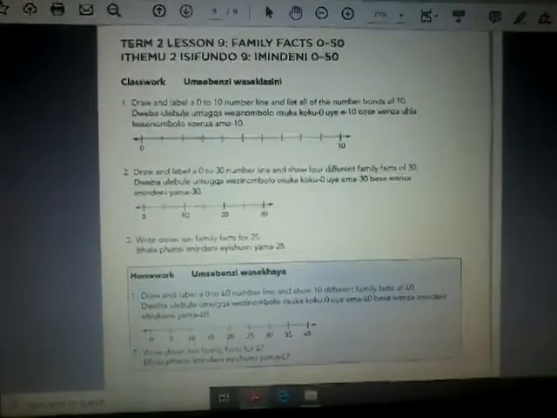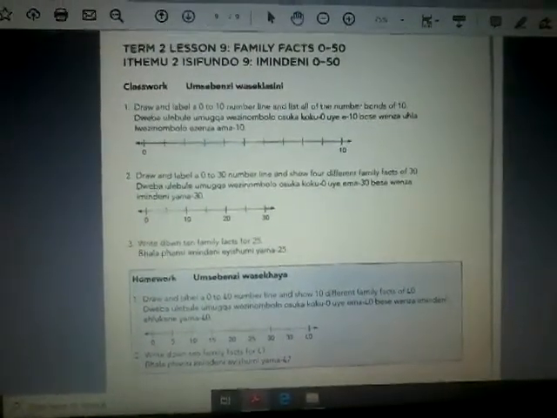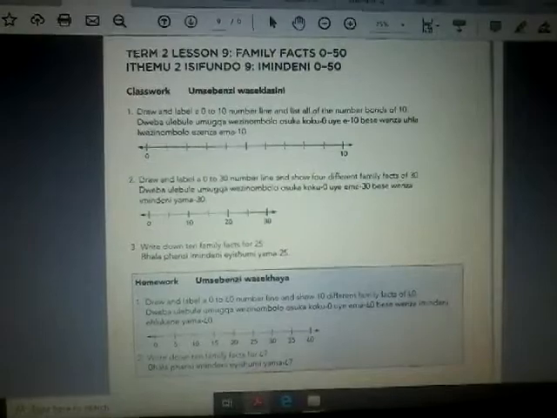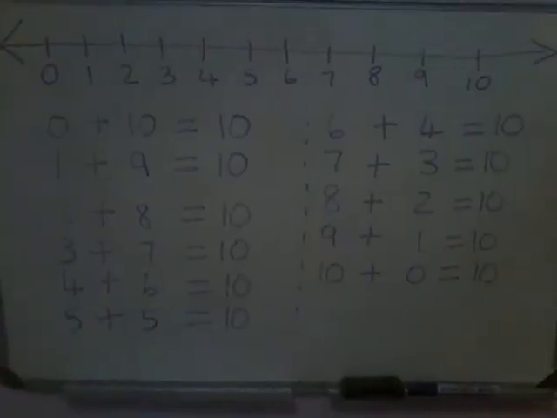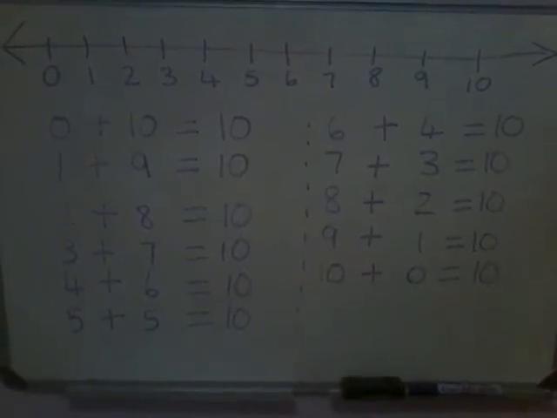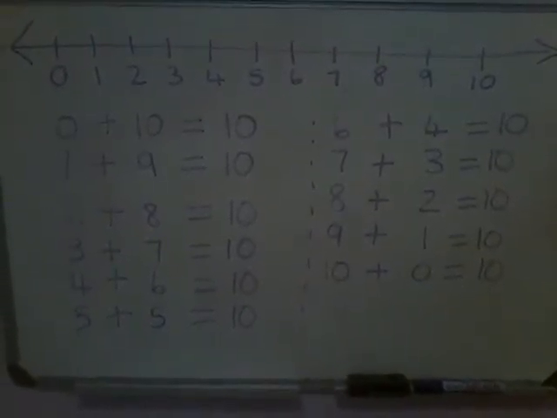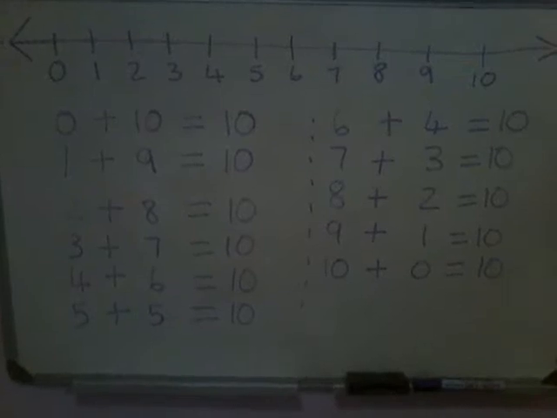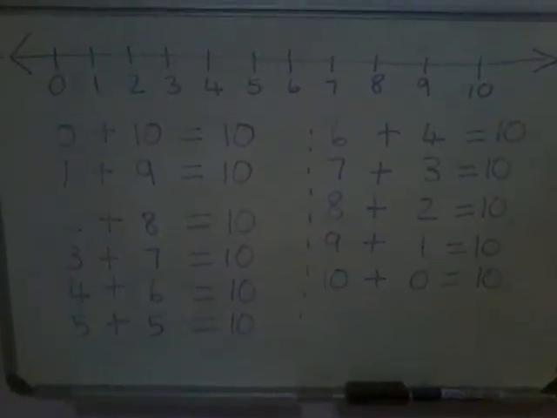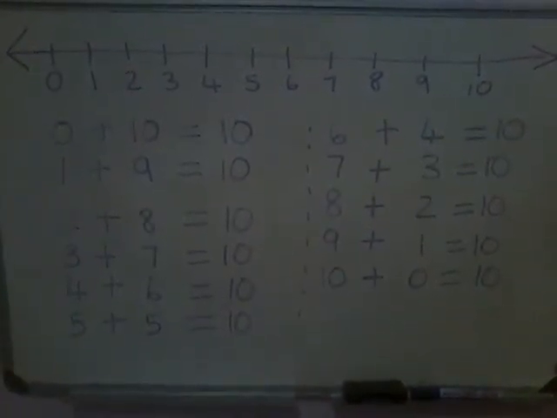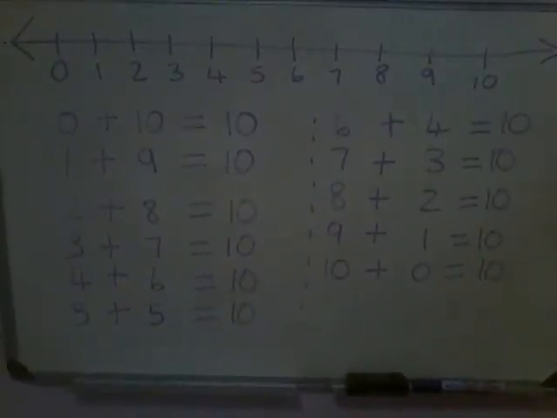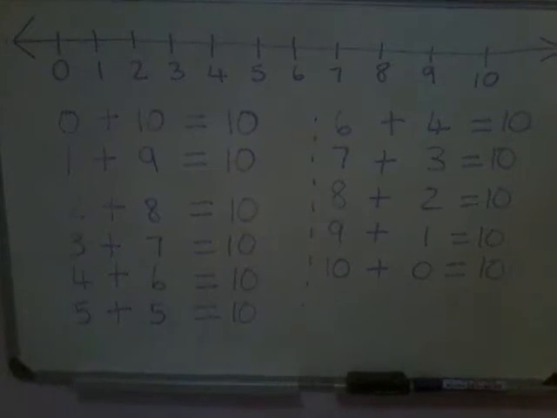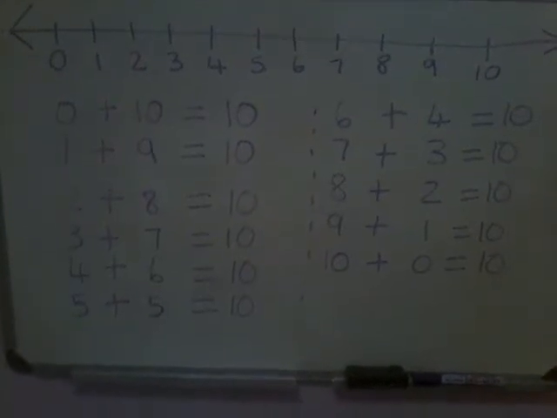Number 1. It says draw and label a 0 to 10 number line and a list of all the number bonds of 10. This is how you do it. You'll draw a number line from 0 to 10 and then you're going to list all the bonds of 10. So basically the family facts. It would be 0 plus 10 equals 10, 1 plus 9 equals 10, and so on. You can fold your page in half and do half next to the margin and half on the folded side.